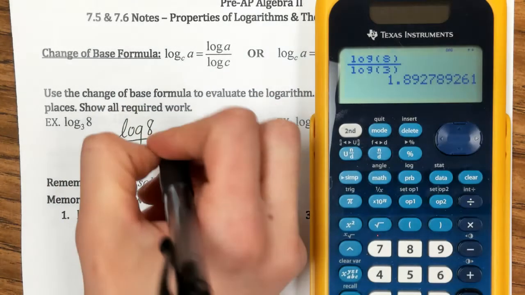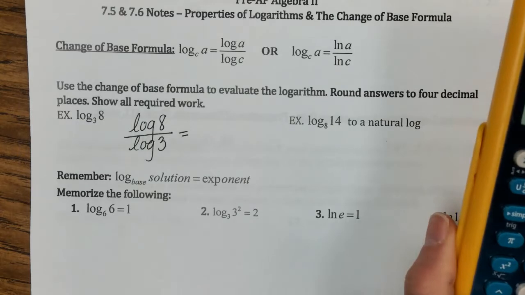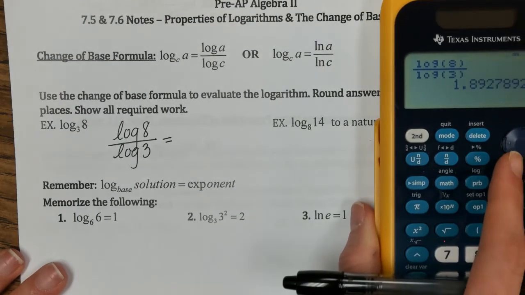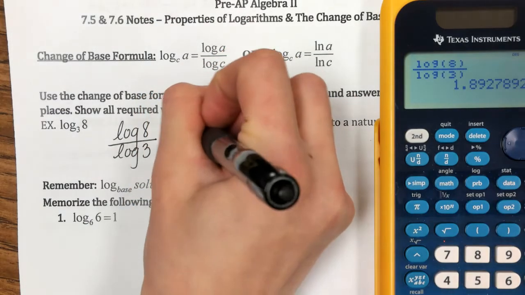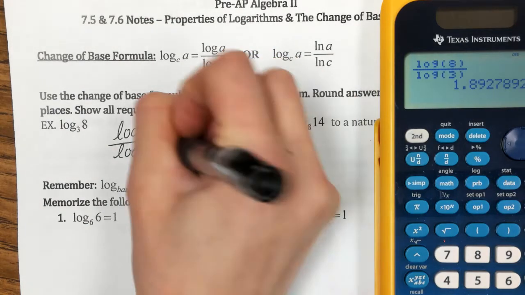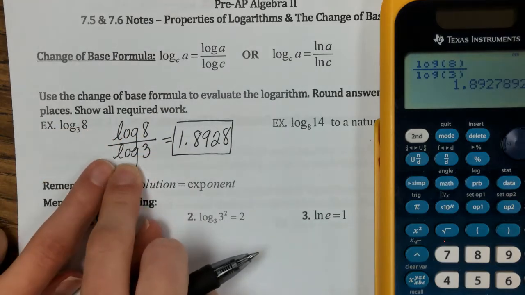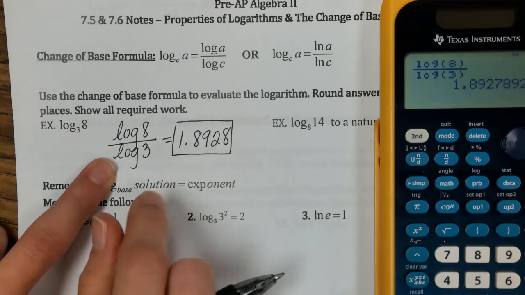Okay, so I'm going to round it. It says to round answers to 4 decimal places, so I'm going to have 1.8928. So I want to see you set this up, and then you just type it in your calculator, okay?